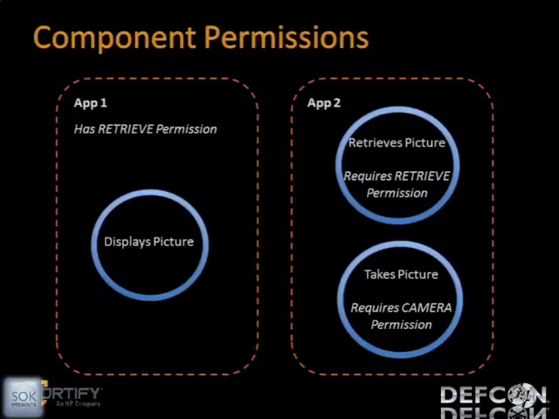An example of that second requirement is, on the right side we have application 2. This has two public components. One retrieves a picture and it requires the retrieve permission. The other one takes a picture and it requires the camera permission. And then on the left-hand side we have an application and it has the retrieve permission. So in this example, the displays picture component in application 1 can send an intent to the retrieves picture component because it has the retrieve permission. It can't send the intent to the takes picture component because it doesn't have the camera permission.